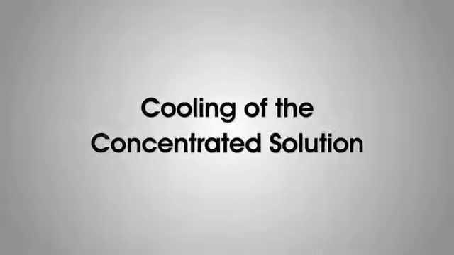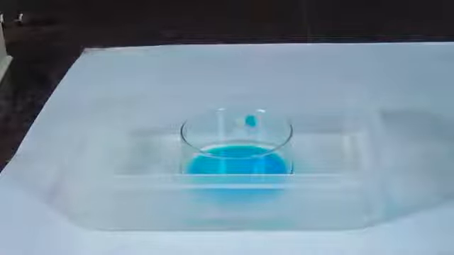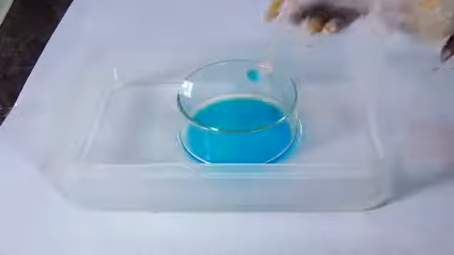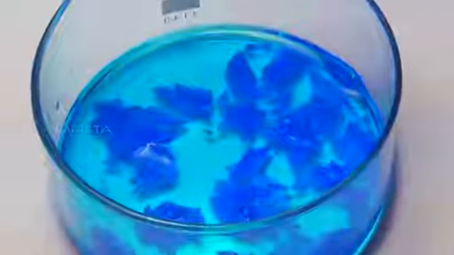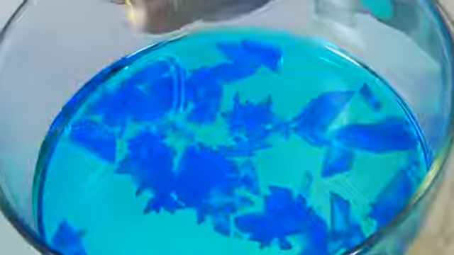Cooling of the concentrated solution. Place the evaporating dish containing the hot saturated solution in a trough containing water. Cover the dish with the watch glass and allow it to cool slowly for some time. As the solution cools, deep blue crystals of copper sulfate separate and the crystallization will complete after half an hour.